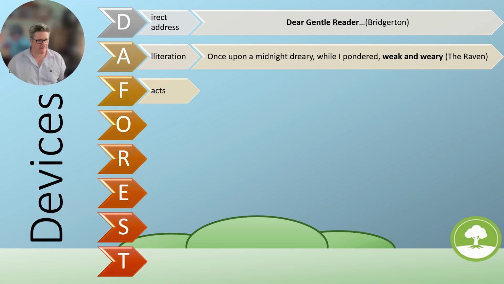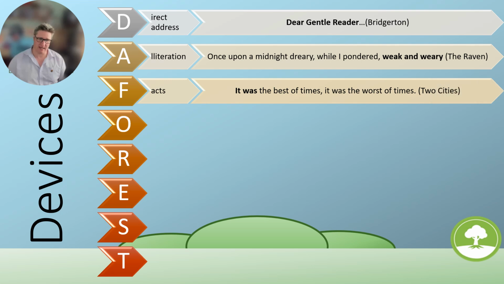F stands for facts. You'll notice this is particularly relevant for the transactional writing exam. "It was the best of times, it was the worst of times." There are other things here. You could argue for oxymoron, you could argue for juxtaposition, you could argue for all sorts of things here. However, it is presented as a fact. This is, of course, the famous opening line of A Tale of Two Cities by Charles Dickens.